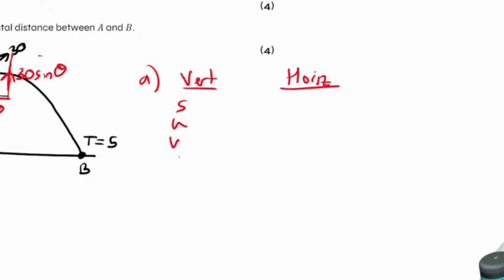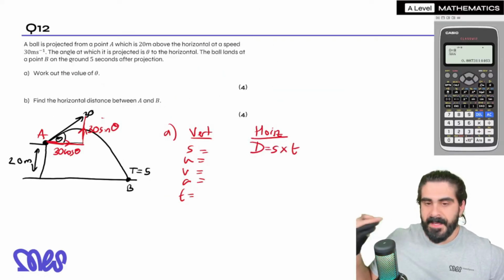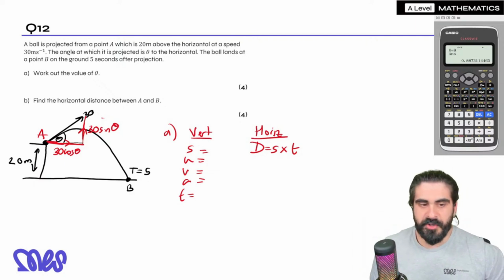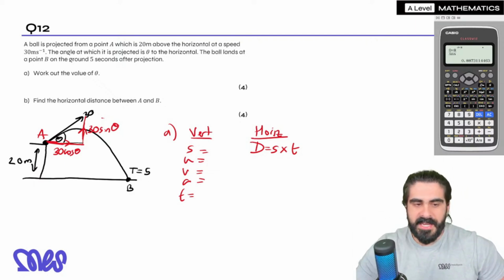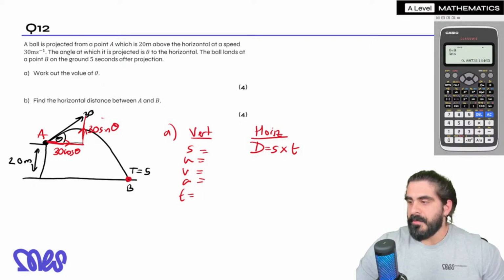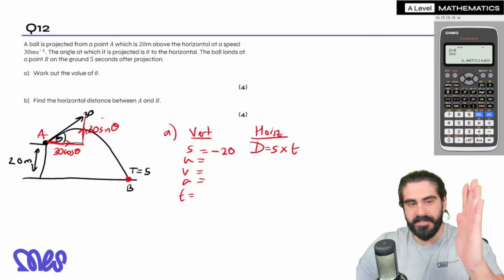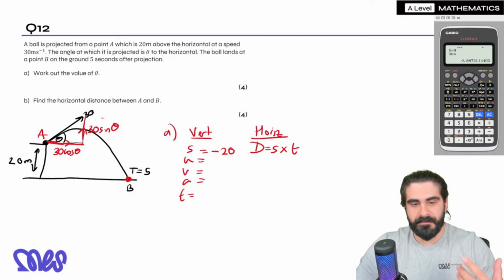But vertical is suvat. Horizontal is distance is speed times time. And the reason for that is because the horizontal has no acceleration. It's not moving under any acceleration. But yeah, we're going to look at S. Now, what is S at B? What is S at B? Minus 20. The reason for that is we're taking upwards to be positive. It's being projected upwards. So at B, it's below the point of projection.